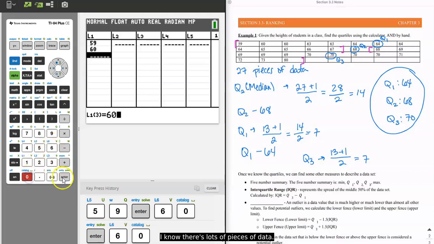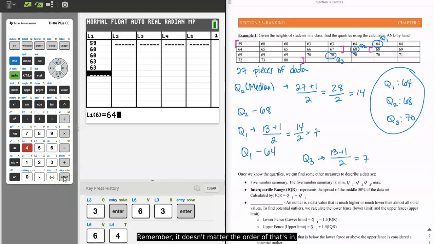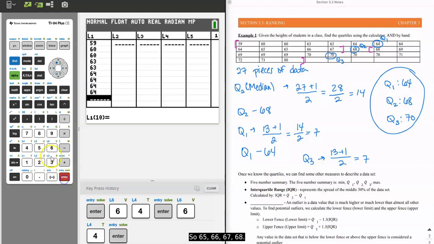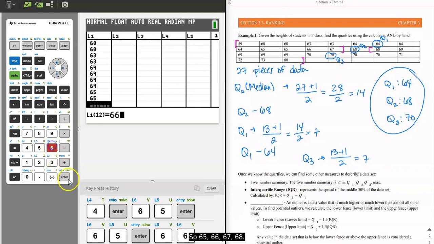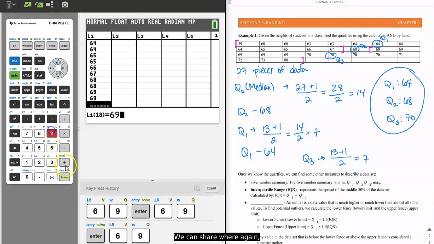Let's go through and just enter this really quick into our calculator. I know there's lots of pieces of data, so as I'm entering it into mine, go ahead and enter it into yours. Remember, it doesn't matter the order that it's in, just as long as you have it all in there. So, 64, 65, 66, 67, 68. So making sure we're getting all those numbers there.